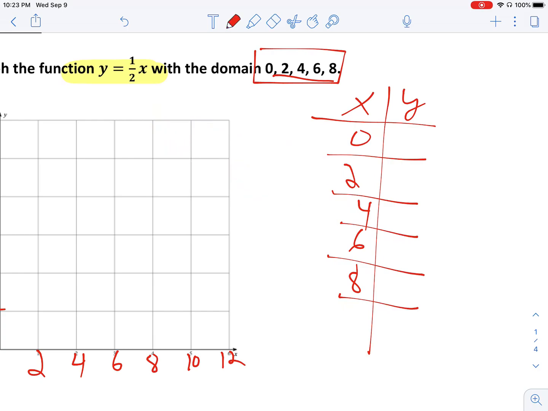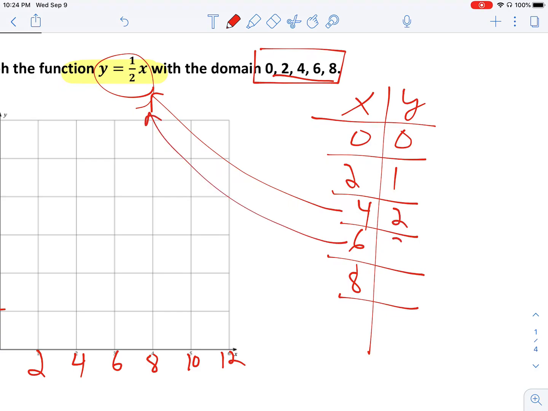So if I put 0 into this equation, I get 0. 1/2 times 0 is 0. When I put 2 into the equation, half of 2 is 1. If I put 4 in here, half of 4 is 2. If I put 6 in here, half of 6 is 3. And 8, half of 8 gives me 4. So now I've completed my table.